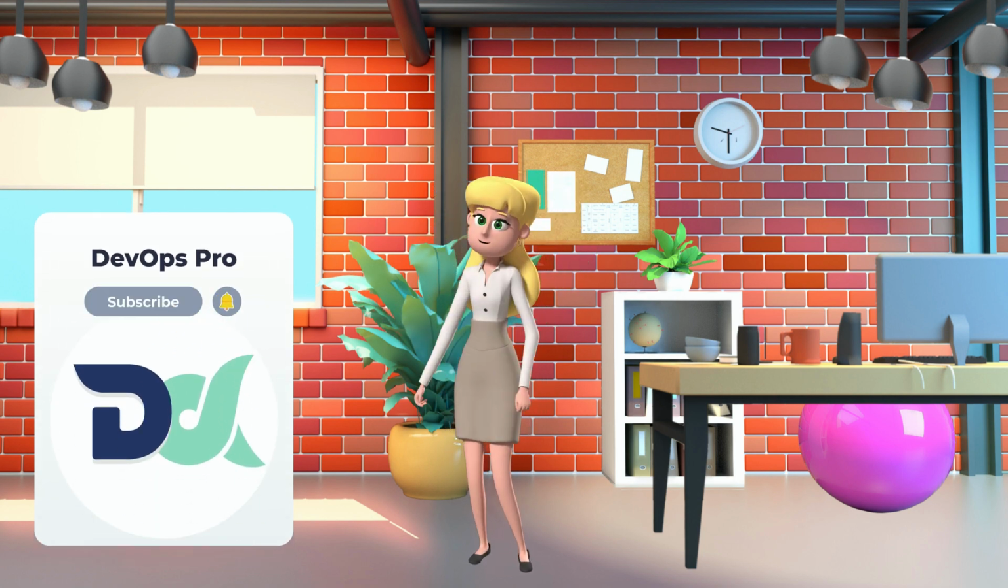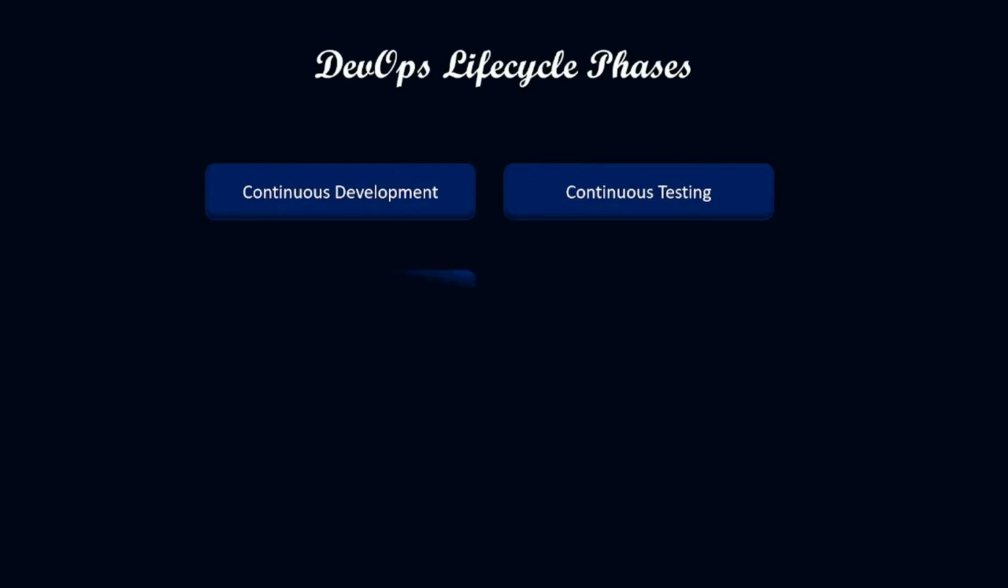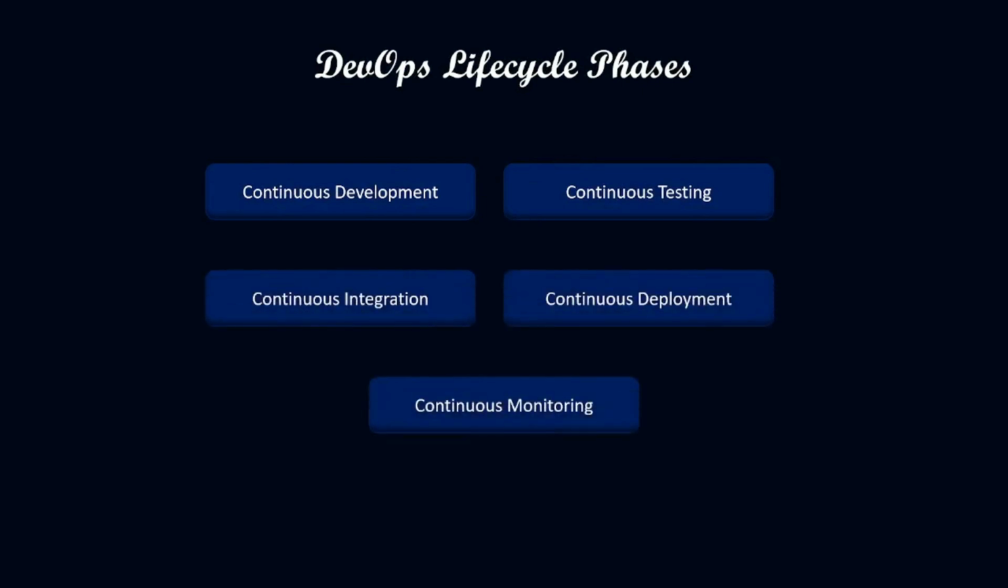Now, without wasting any more time, let's dive into the phases of DevOps lifecycle. In the DevOps lifecycle, we have 5 phases: continuous development, continuous testing, continuous integration, continuous deployment, and continuous monitoring.